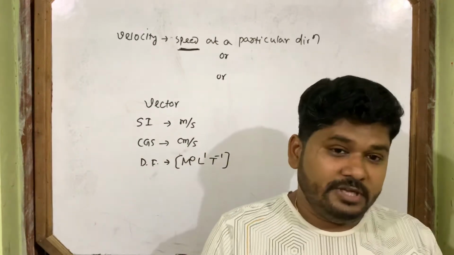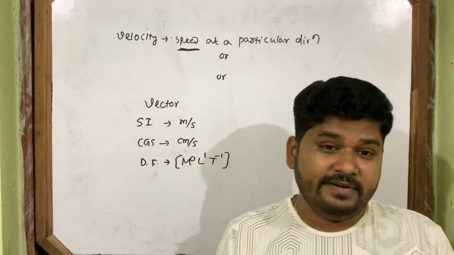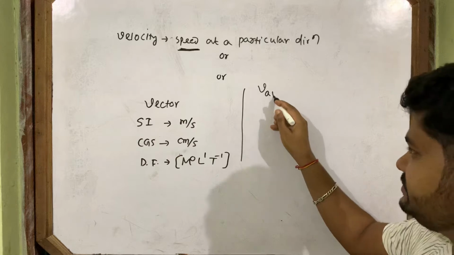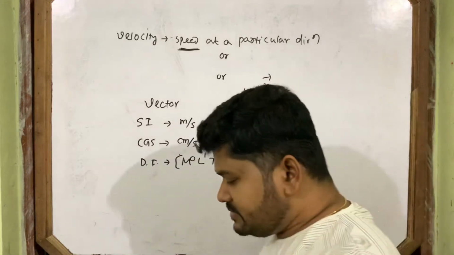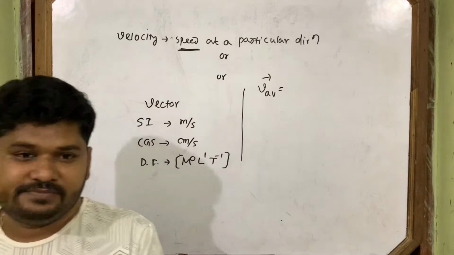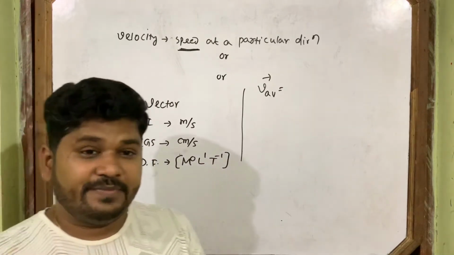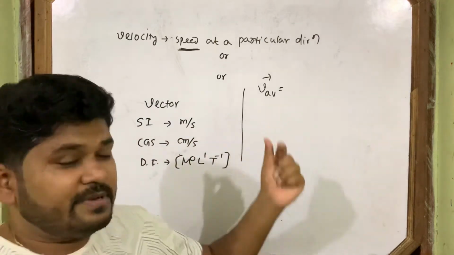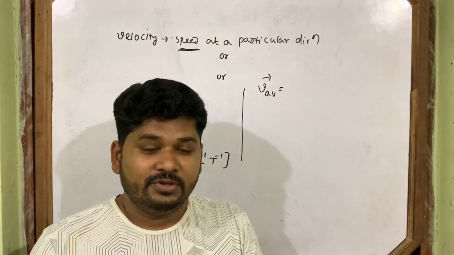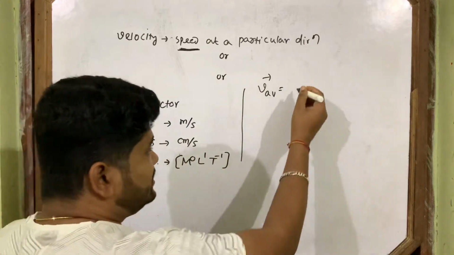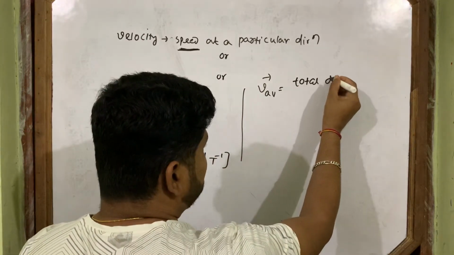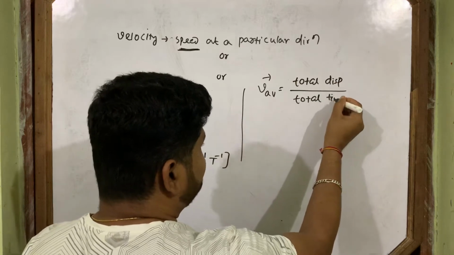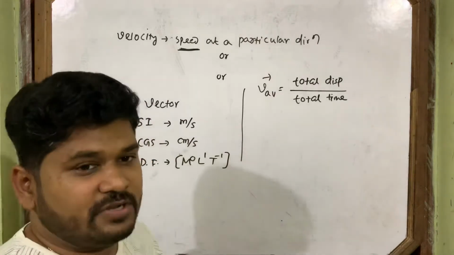Now, what do you mean by average velocity? It is just similar to average speed. What was the average speed formula? Total distance by total time. Similarly, average velocity is equal to total displacement divided by total time. This is the average velocity formula.